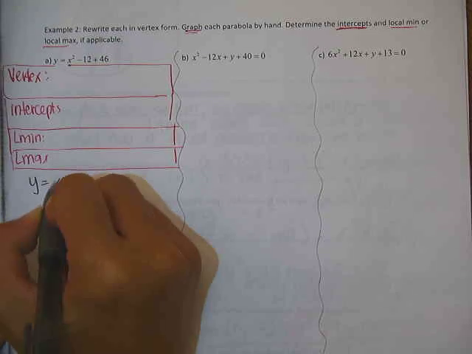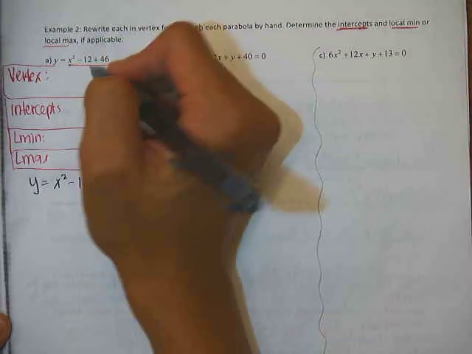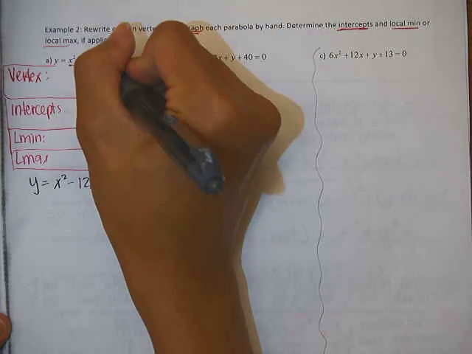y equals x squared minus 12. Oh, you know what? That's a typo. Can you put an x right there for me? Add an x in there. Okay. Plus 46. All right, here we go. Add an x.